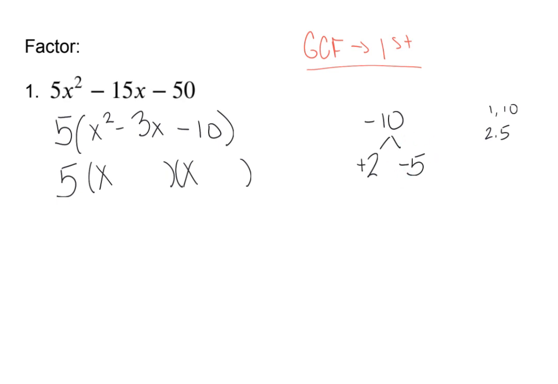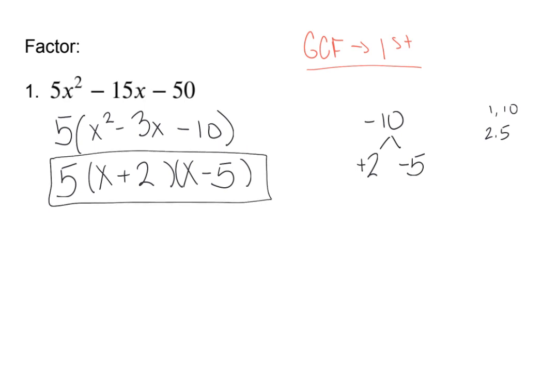Once I know that, I can bring those numbers back in here. So positive 2 and negative 5. And this is the factored form for that trinomial. Now on a test, if you had extra time, you could check this by foiling these two terms and then pulling your 5 back in after you foiled it. So if you FOIL these two terms and combine like terms, you'd get back to this. And then if you pull your 5 through, you'd get back to this.